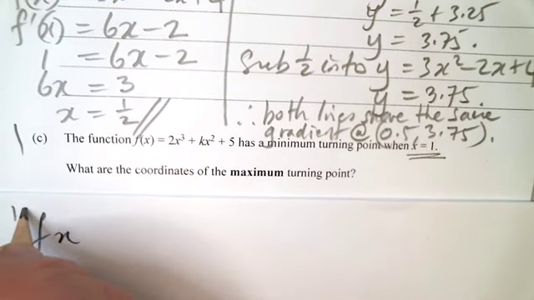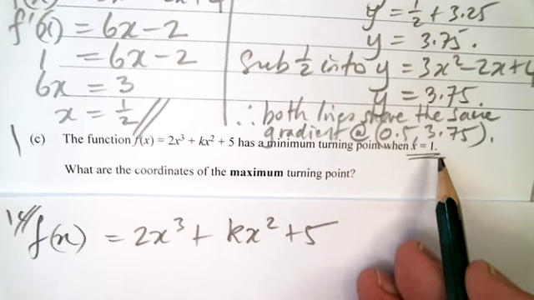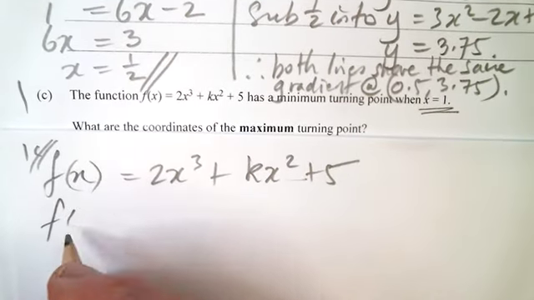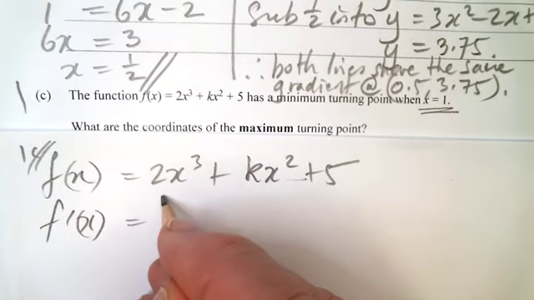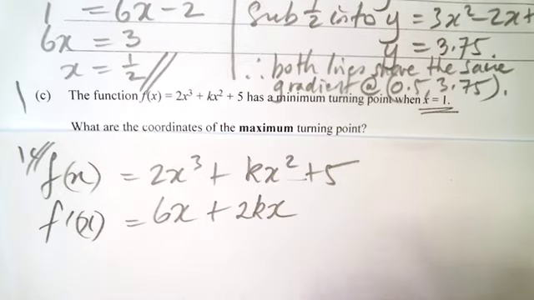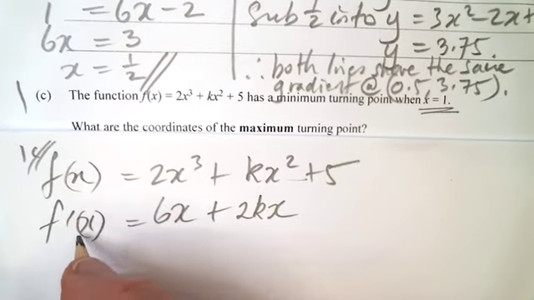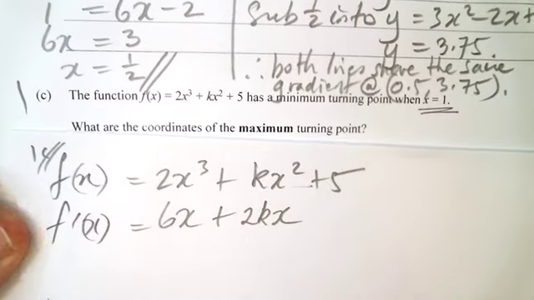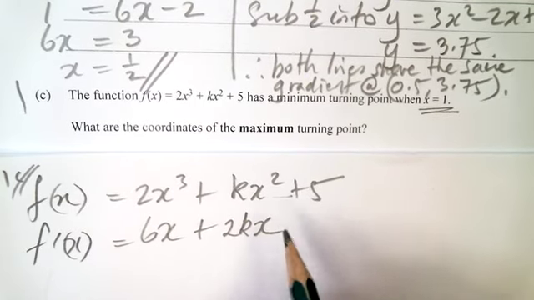Now, we know where the turning point is: when x is 1. So if we differentiate, put x as 1 into here, and make this equal to 0, then the value of k should pop out. Let's try that. f prime x is going to equal 6x plus 2kx. This is the differential function. So if we make that equal 0, and we put the x in, we'll find out.